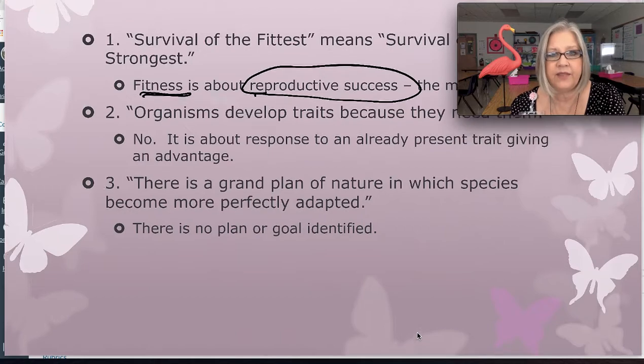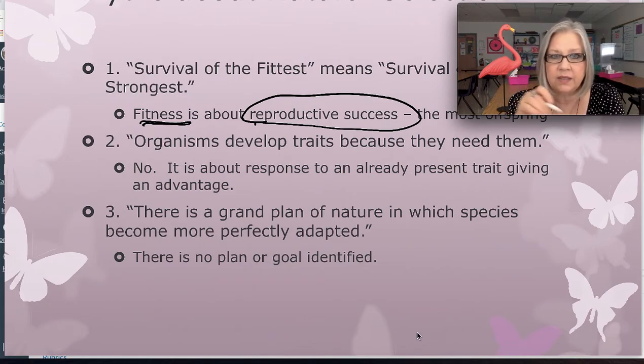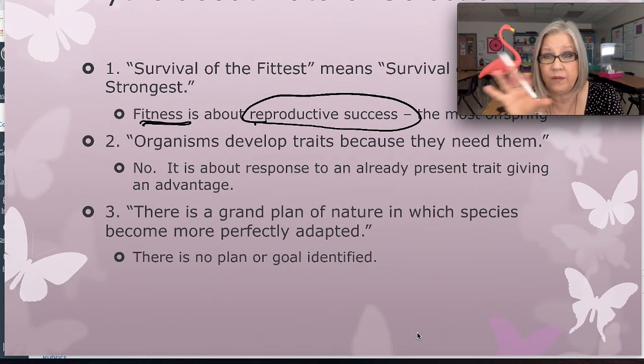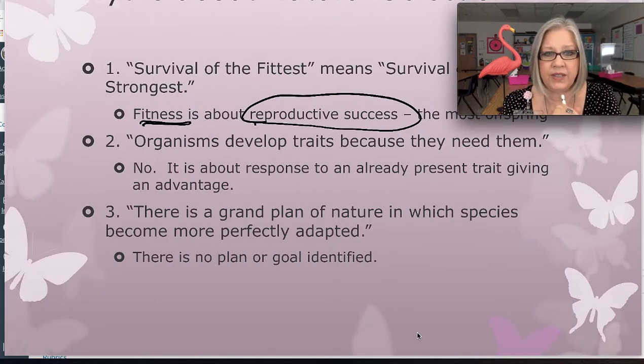All right, organisms develop traits because they need them. No. They survive because they had the traits that help them to survive, not the other way around. They don't develop the traits. Their offspring will get more of those traits as you move forward, but you're not going to develop them as you go. This one is the one where it gets us really kind of twisted up. All right, so there is a grand plan in which species become more perfectly adapted. So far, from a biological and scientific standpoint, we cannot identify what this grand plan is.